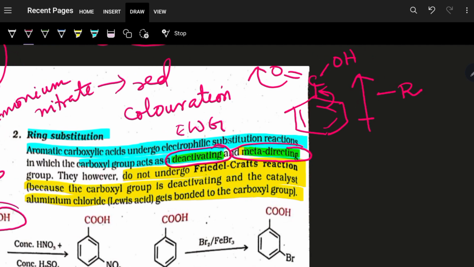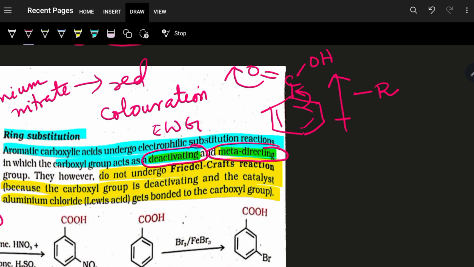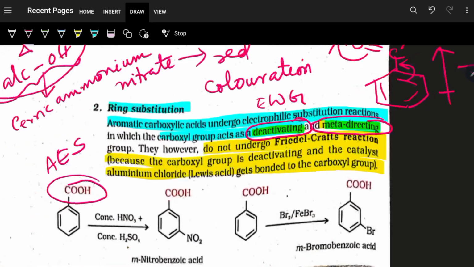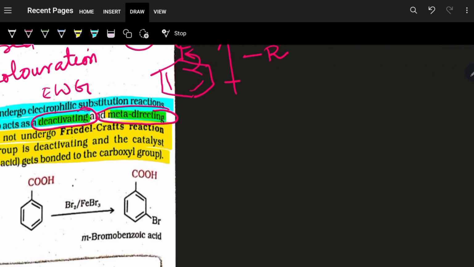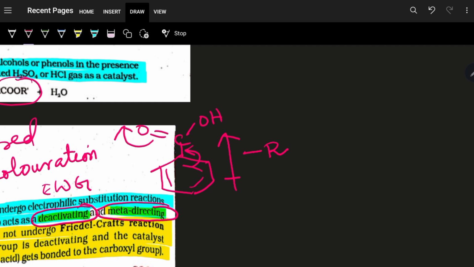So if there is an electrophile, it will always occupy the meta positions. Nitration is an example of aromatic electrophilic substitution where NO2 plus is acting as the electrophile. It attacks the meta position because, due to resonance, due to the -R effect, the electron density is relatively greater over the meta position.